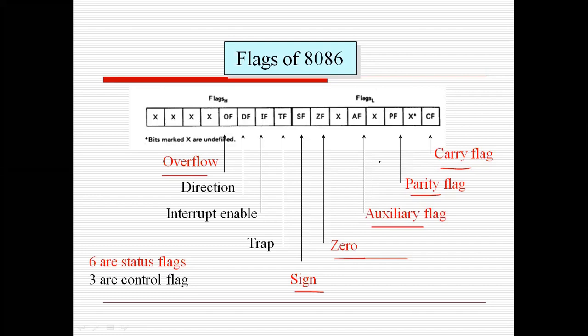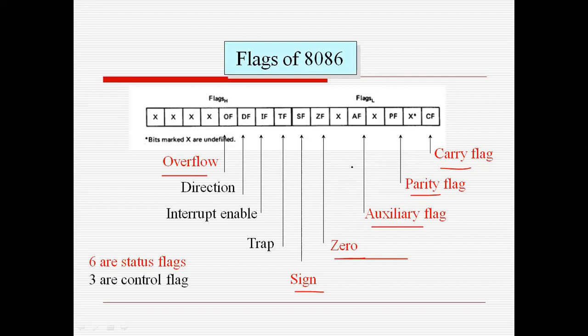And there are 3 control flags. The purpose of the control flags is to control the processor operations. They control the direction of the data, they control the interrupts of the processor, and they also check the debugging of the instructions.